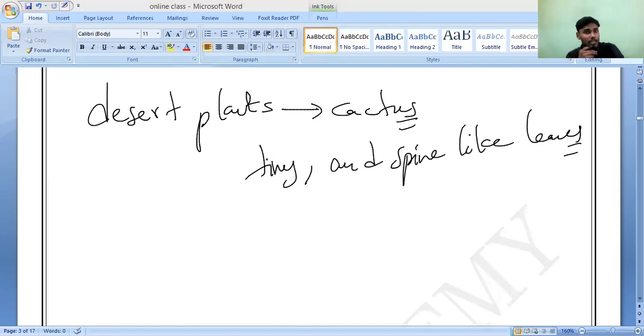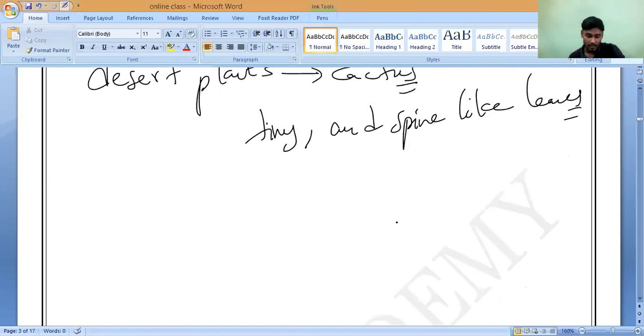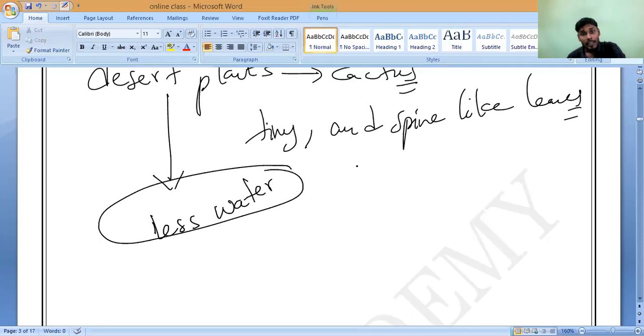But why do they have this kind of spine-like leaves? Because to reduce the loss of water. See, this is called a desert plant. Is it, Hari, does a desert have more water or less water? Very less water, sir. If it had normal leaves, then water would evaporate through transpiration. So that is why they don't have normal leaves. The full body turns into tiny, spiny leaves.